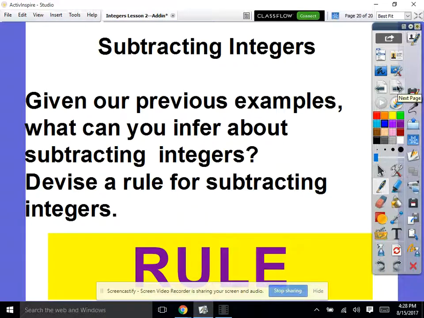Finally, I want you to think about the examples we've done and the your turns, and what can you infer about subtracting integers? Devise a rule for subtracting integers. And that is the end of our lesson.